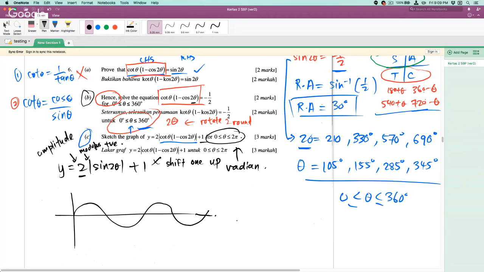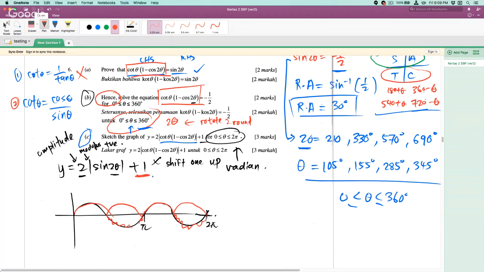Let's say we will have something like this. This is sine 2 theta. That means you have 2 cycles in 2 pi, so 1 cycle will be in 1 pi. But modulus means those negative 1, you will reflect, become positive. So basically, your graph will actually look like this.